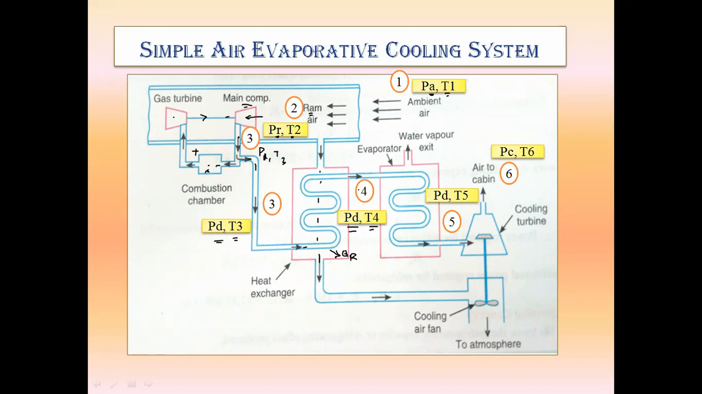Now, whatever the outlet of the heat exchanger is. In case of simple air cooling system, the outlet of the heat exchanger will be directly supplied to the cooling turbine. But in case of simple air evaporative cooling system, in between the heat exchanger and cooling turbine, there will be the addition of an evaporator. And inside this evaporator, we are going to keep water or alcohol or ammonia. So at higher altitude, water will have the boiling point temperature of 40 degrees centigrade, ammonia will have the boiling point temperature of 9 degrees centigrade, and alcohol will have the boiling point temperature of minus 78 degrees centigrade.